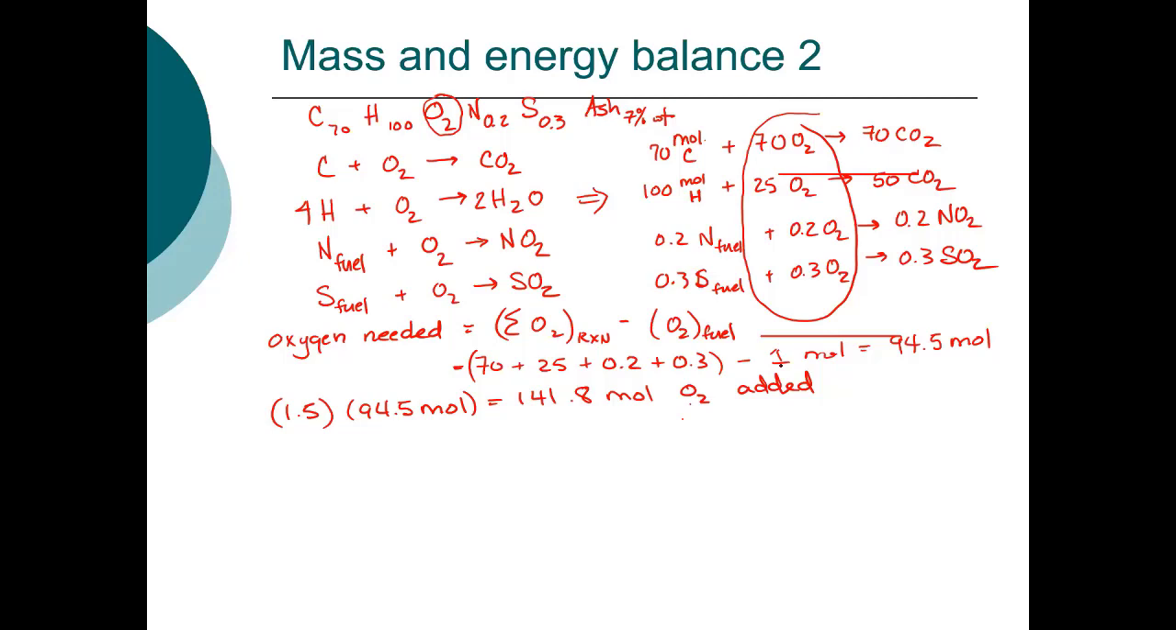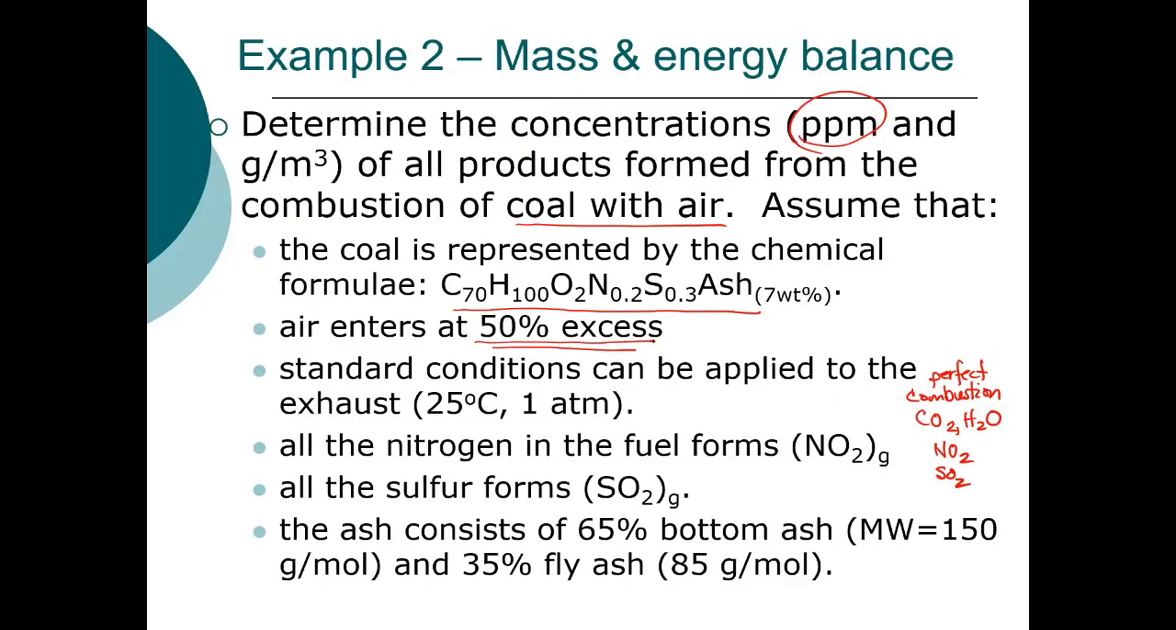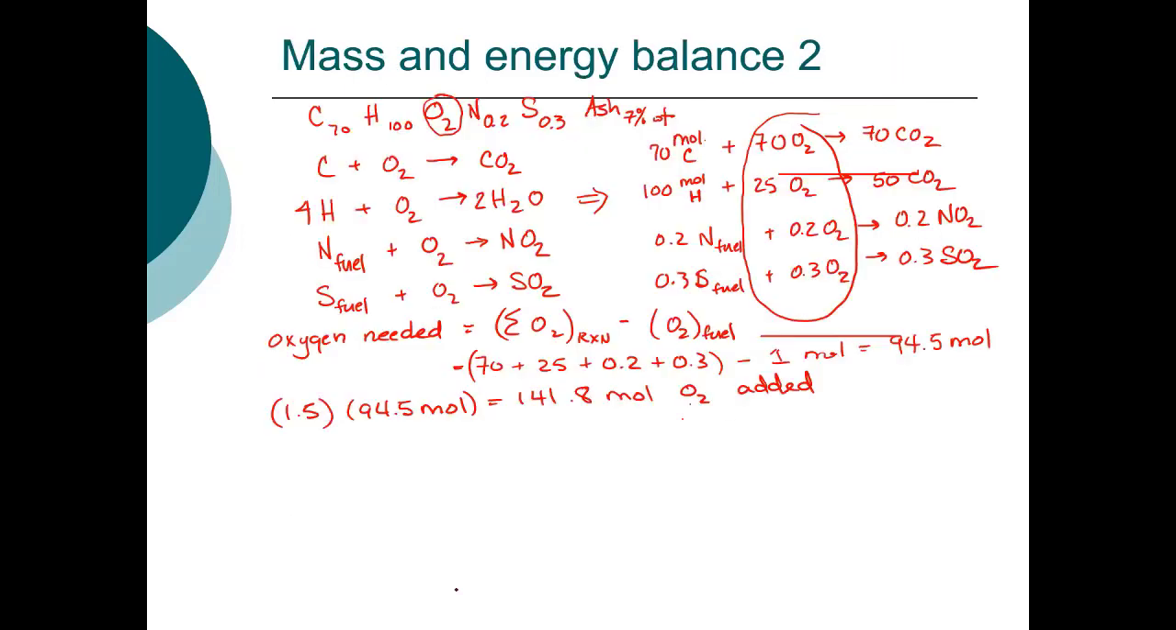Okay, but since we're doing the mass balance on O2, it's 1 mole. Where did the 1.5 come from? We said that air enters at a 50% excess. So if we need a 50% excess, we're going to multiply by 1.5. So if there was no excess, we'd multiply it just by 1. So this is because we need a 50% excess. Other questions? There's a lot of calculations in here, so please feel free to ask questions.